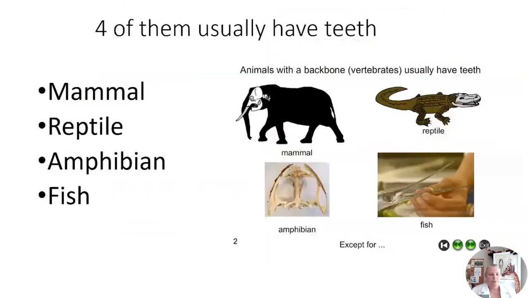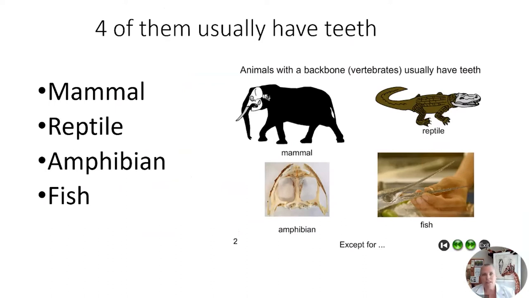All right. So four of our animal types are mammals, reptiles, amphibians, and fish. Those all have teeth. Again, we're talking about animals with vertebrae, with a backbone, that usually have teeth. So you see a big picture here of an elephant. Look at that elephant's big skull.